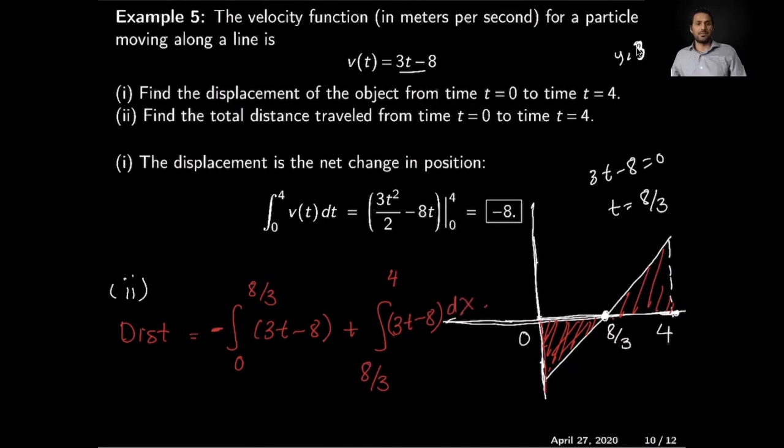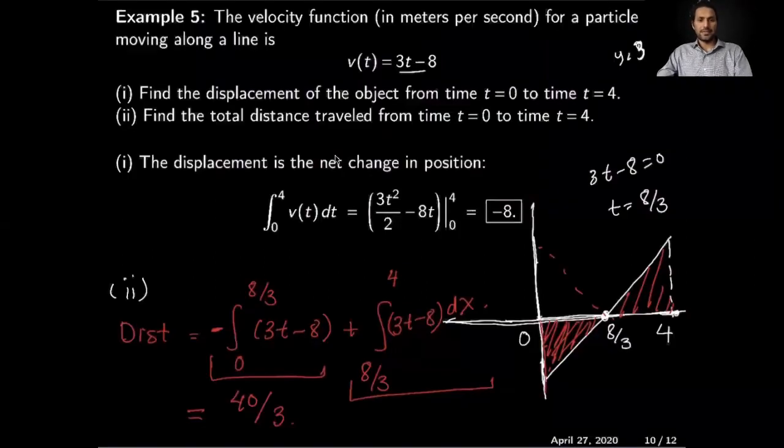That will be the total distance covered by the particle. Because the graph is below the x-axis, I multiply by this negative sign to flip the graph above the x-axis. So now this is the total change in the function from 0 to 8/3, and then 8/3 to 4 is the total distance covered by the particle from here to here. Now we will calculate these two definite integrals, same as we calculated in the previous examples. Pause the video for 1 or 2 minutes and come back for the final answer.